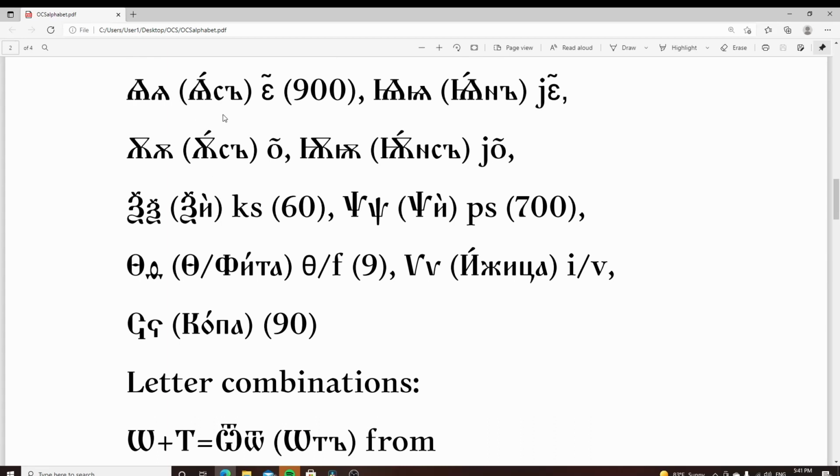Now we have some nasal consonants, some nasal vowels. They go as such: ens, which makes the sound n, and the n's value is 900. Then we have yen, which makes the sound yen. Now we have ons, which makes the sound on. Now we have yons, which makes the sound yon.